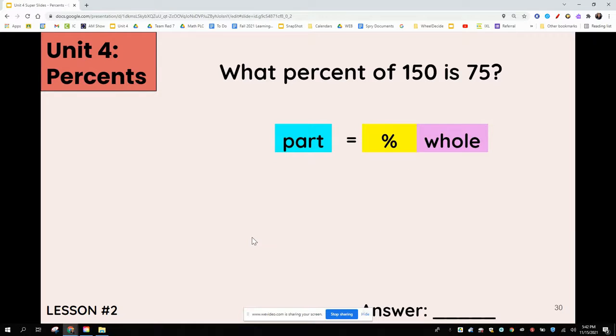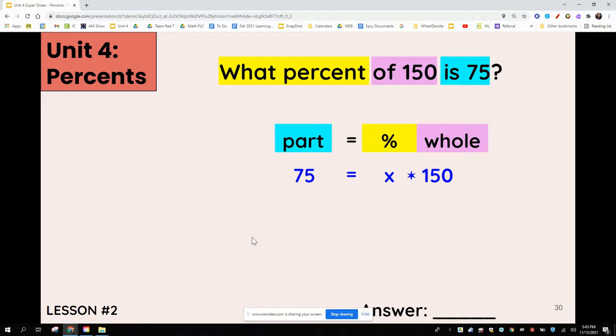What percent of 150 is 75? So see how it says of 150? That tells us the whole number. See how it says is 75? That tells us the part. And we're just solving for the percent. So that's how you fill in the equation.